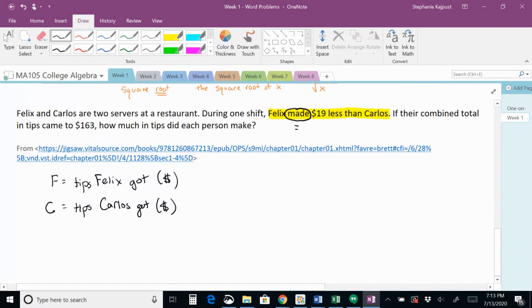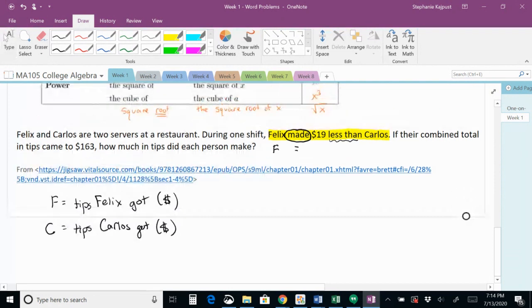So I put my equal sign there. And then to the left, I have Felix. So I'm going to just put F because that's my variable for Felix. And then on the right, I have $19 less than Carlos. So less than indicates subtraction. And so I'm going to just kind of squiggle that.